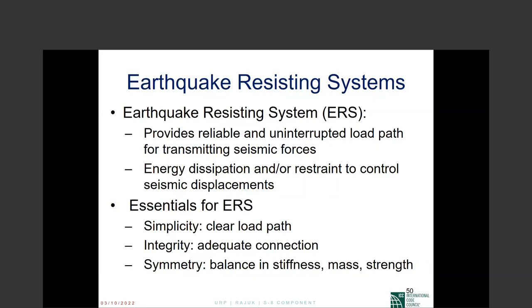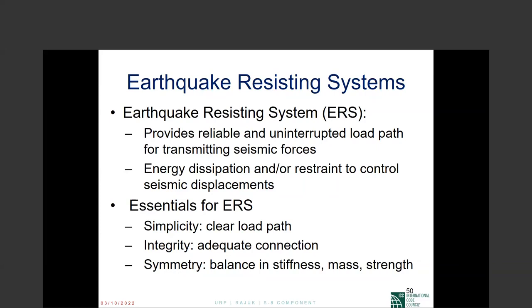And the essential elements of the earthquake resisting system are three. The first one is really simplicity. You want to know the clear load path. That's why it's extremely important to sketch the shear force and bending moment diagrams by hand, so that regardless of what computer program you are using, you sketch how the forces are and follow the forces where they go. Simple statics would give you a lot of the behavior of the bridge.